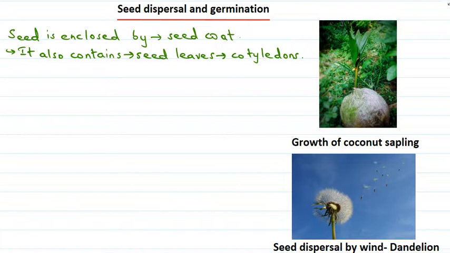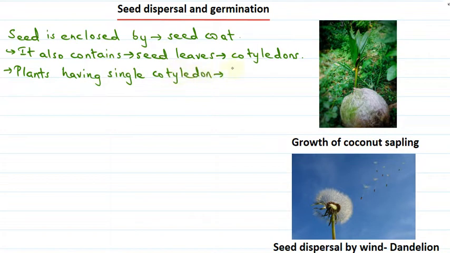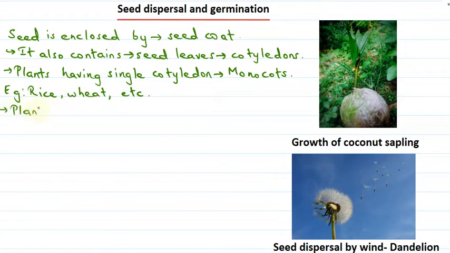Based on the number of cotyledons present in flowering plants, plants having a single cotyledon, what are they called? They are called monocots, known as monocot plants or monocotyledonous plants. We can take the example of rice, wheat, etc. These are monocot plants.